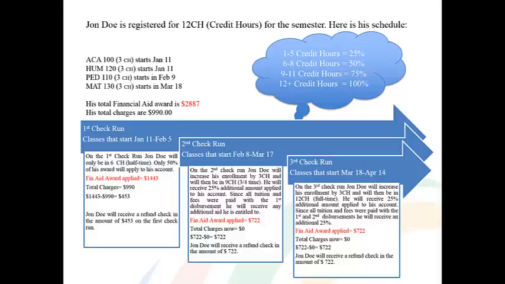On the third check run, which is for classes that start March the 18th through April 14th, his enrollment will increase by 3 credit hours and will then be in 12 credit hours, which is now full-time. He will receive 25% additional amount applied to his account. Since all tuition and fees were paid with the first and second disbursements, he will receive an additional 25%. The total financial aid award applied during this run is $722. His total charges are now 0, so he will receive a refund check in the amount of $722.